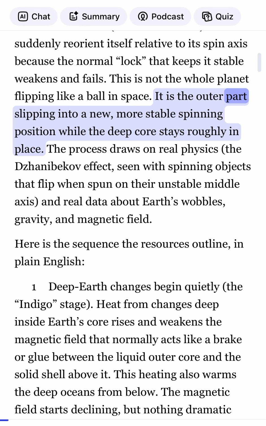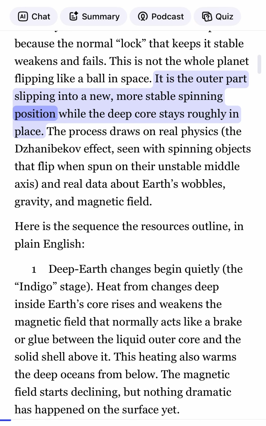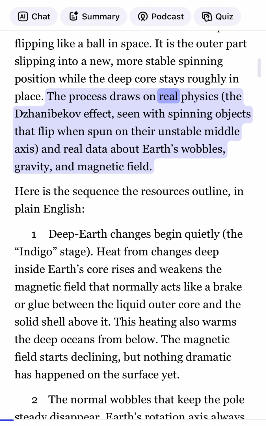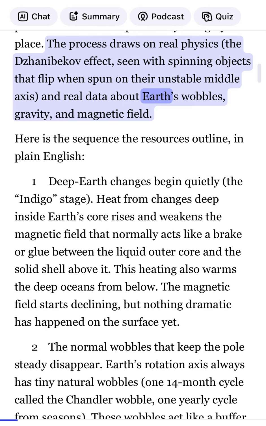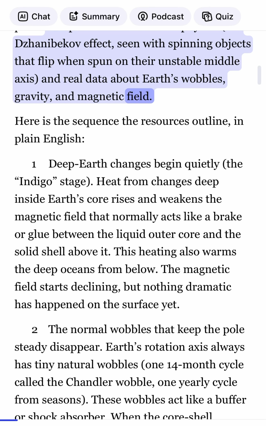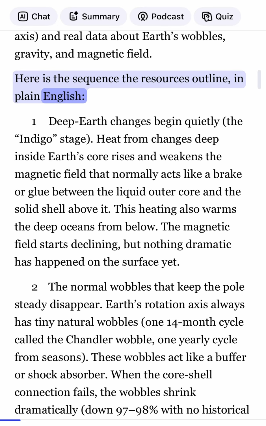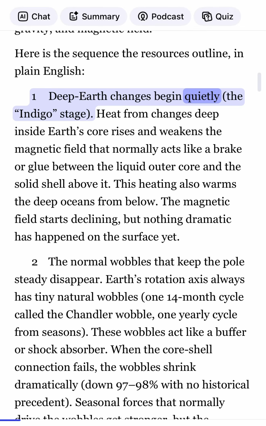It is the outer part slipping into a new, more stable spinning position, while the deep core stays roughly in place. The process draws on real physics and real data about Earth's wobbles, gravity, and magnetic field. Here's the sequence the resources outline, in plain English. 1. Deep Earth changes begin quietly.